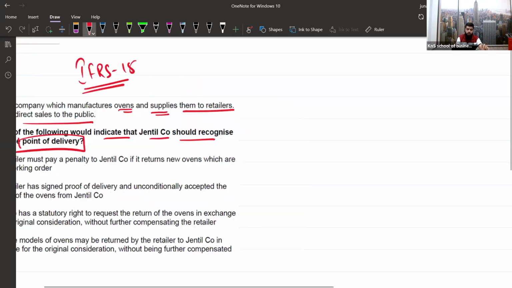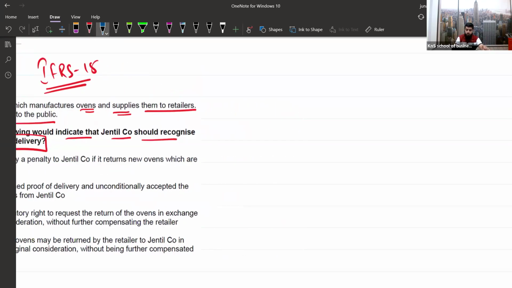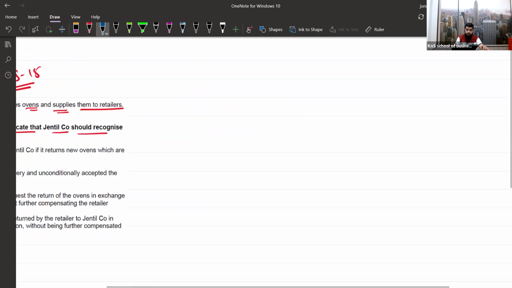First, try to recall. I told you we are not only going to solve the question, instead we are going to practice it. We are going to learn many things in this one. First of all, there are two ways through which the revenues can be recorded. Remember, there is a 5-step model.